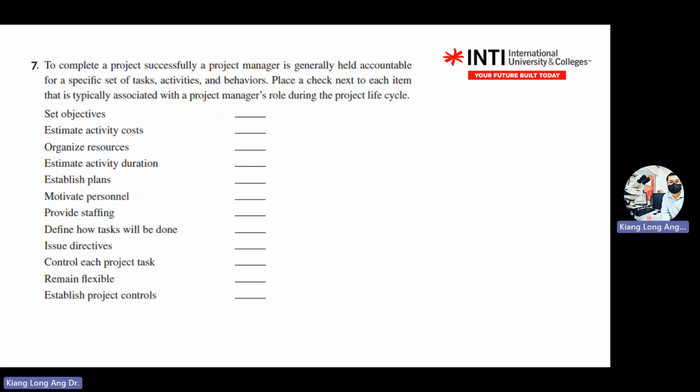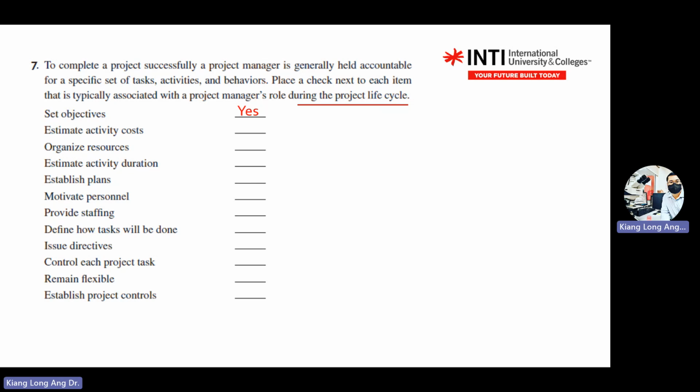Number 7, to complete a task successfully, a project manager is generally held accountable to a specific set of task activity behavior. Place a check next to each item typically associated with the project manager role during the project life cycle. So which one is the role of project manager? Which one is not? Sets objective? Yes. The first one, yes.